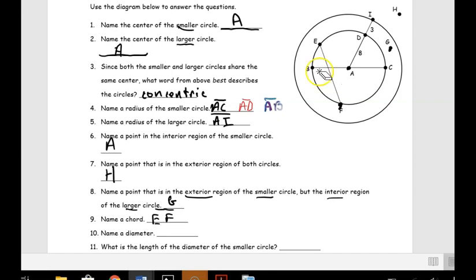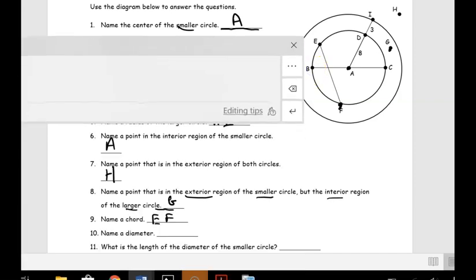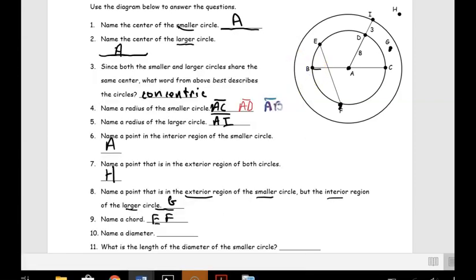And then the only other chord, remember, a diameter is also a chord. So the other chord could go from B to C. Both endpoints are on the circle. It also is your diameter, but we could definitely still say that that is a chord. So a chord could also be said to be BC. And then number ten, we kind of just did it. The diameter is also BC.